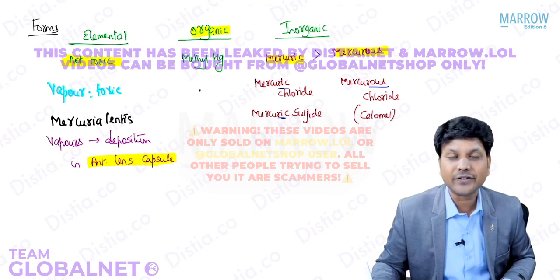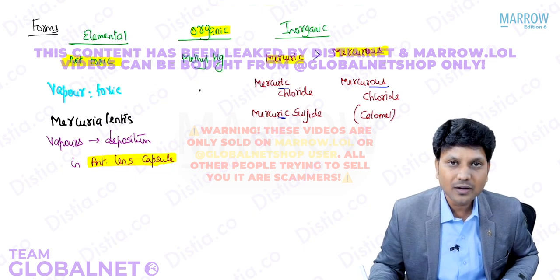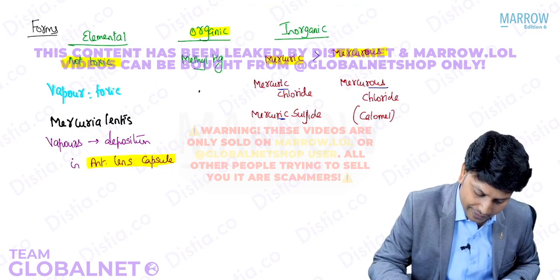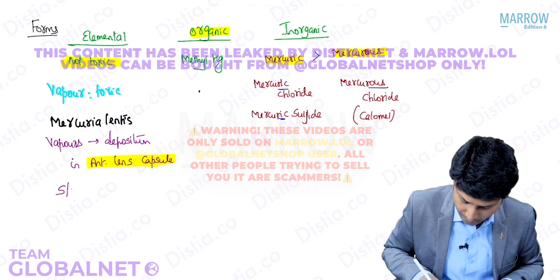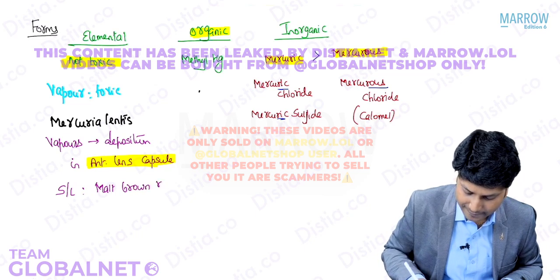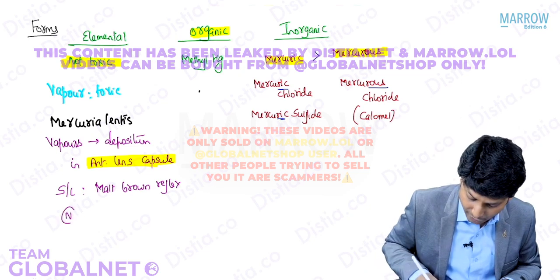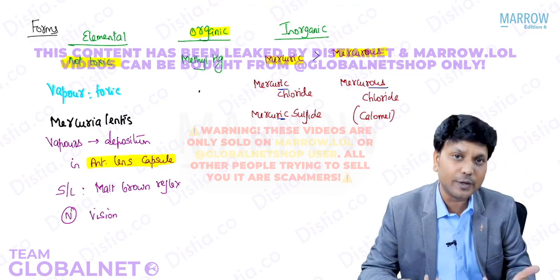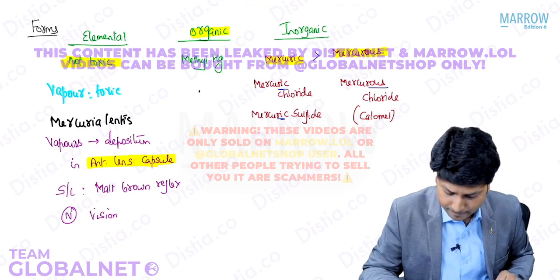What is the site of deposition, friends? It is the anterior lens capsule. When you examine them with a slit lamp, you can see that the patient has what is called a malt brown reflex. But usually this is an incidental finding because the patient will not have any visual disturbance. They will have normal vision. When they come for routine screening, you'll be able to see the deposition of the mercury. This is called mercurial lentis.